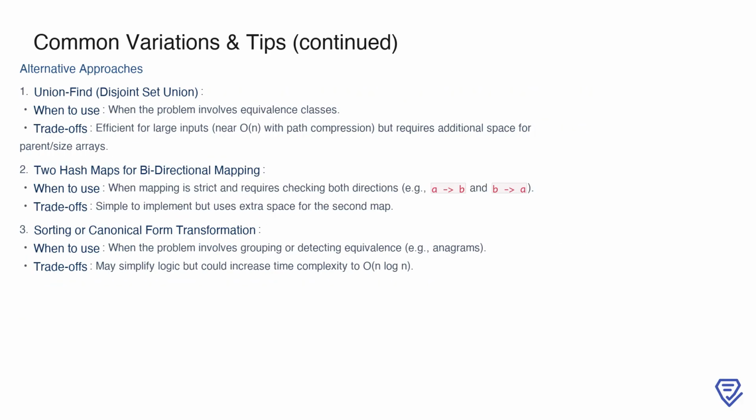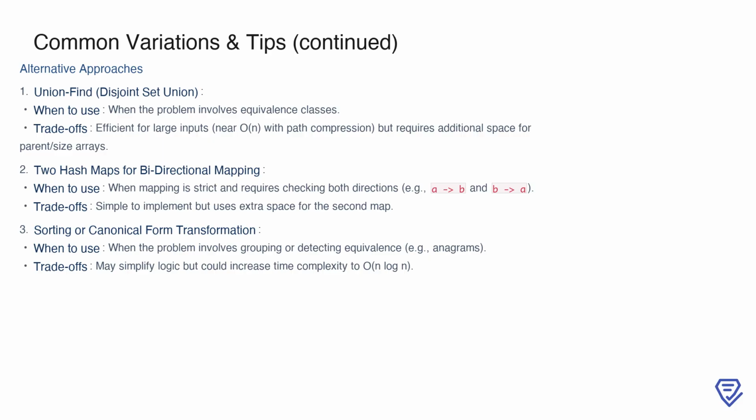There are also alternative approaches you can consider. One approach is using union-find, or disjoint set union, which is particularly useful for problems involving equivalence classes. This method is highly efficient, operating near O(n) with path compression, but it does require additional space for parent and size arrays. Another option is using two hash maps for bidirectional mapping, which is ideal when the mapping needs to be strict in both directions, such as ensuring A maps to B and B maps to A. While simple to implement, this method does consume extra space.